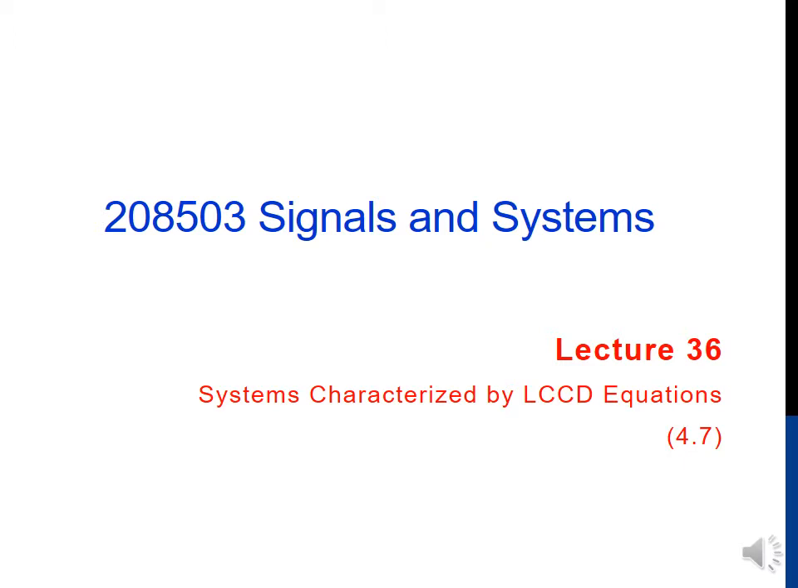Lecture 36 of our course Signals and Systems concludes chapter 4. This is going to be a short lecture as it covers just one article, 4.7 of your book. This article is about systems characterized by linear constant coefficient differential equations.